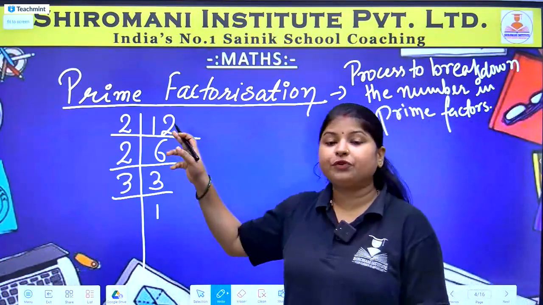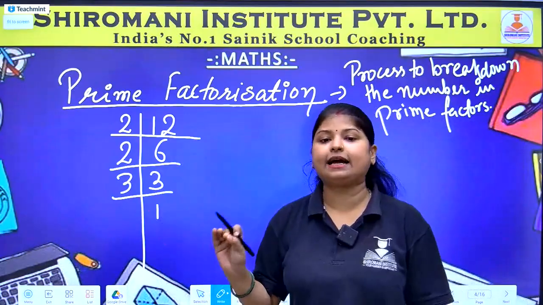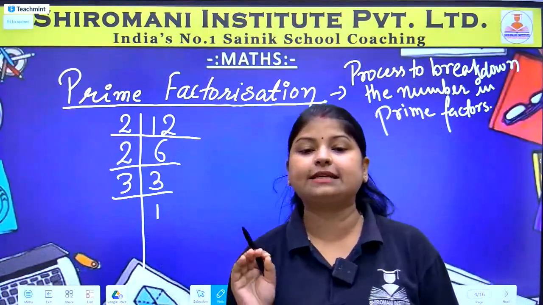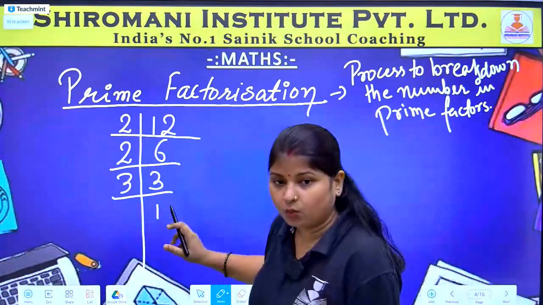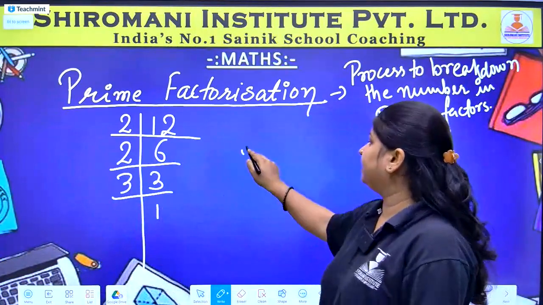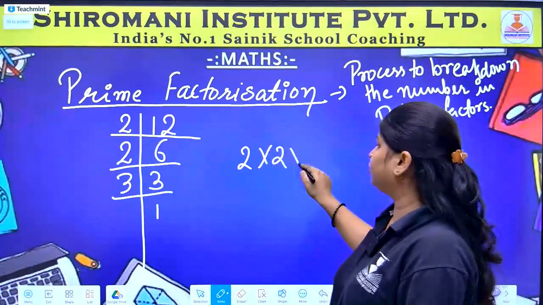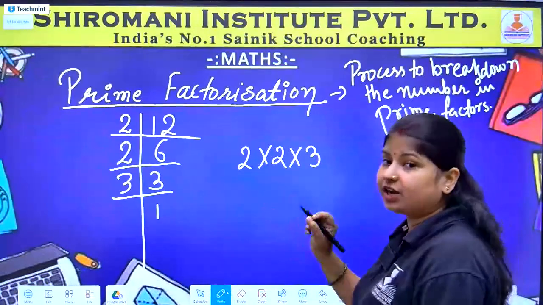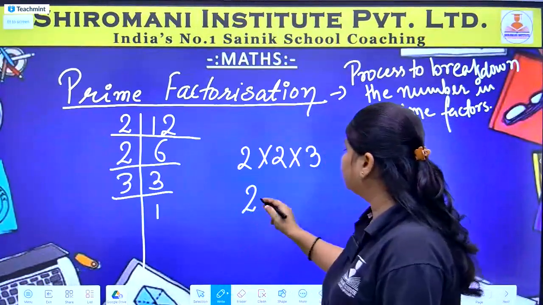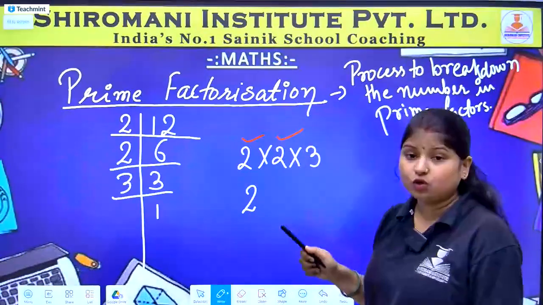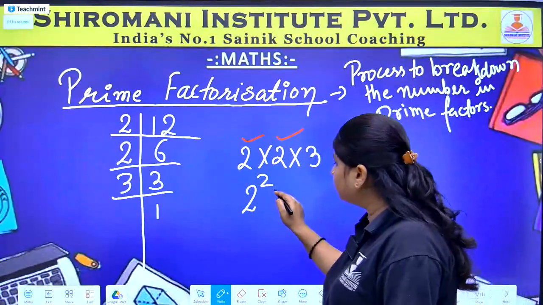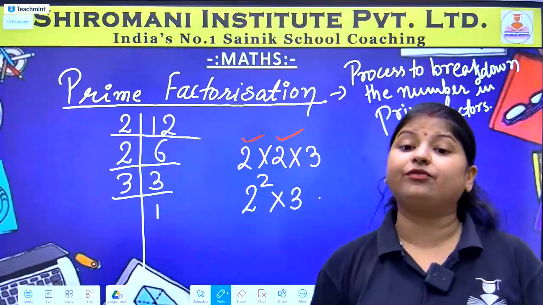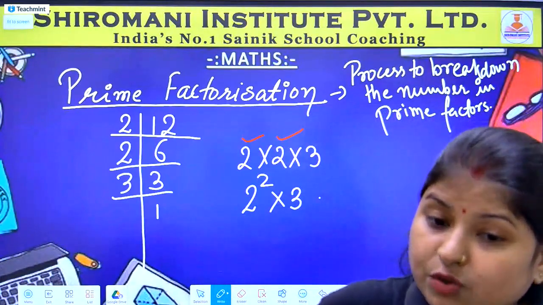So you have to repeat this process until you get 1. You have to repeat this process until you get 1, and you can say that 2 into 2 into 3 is how much? 12. And further you can write this as 2, 2 is how many times? 2 times. So you will write 2 to the power 2 into 3. This is the prime factorization of 12.